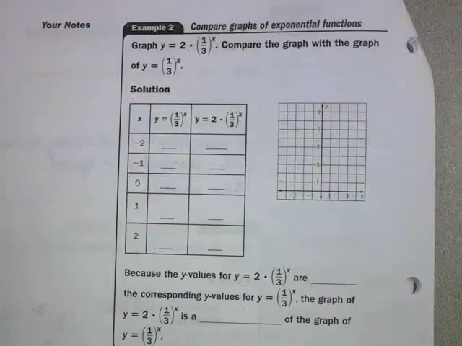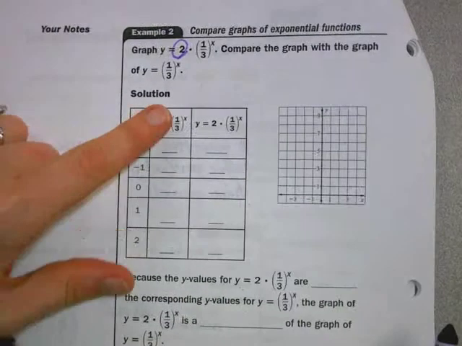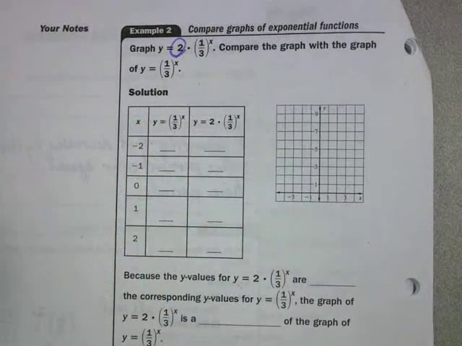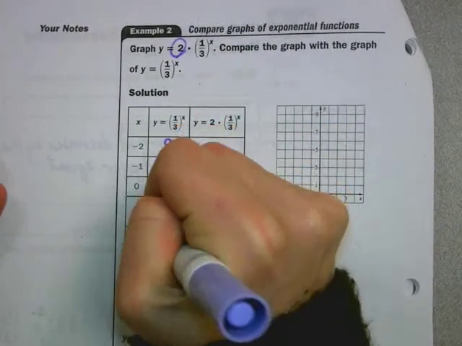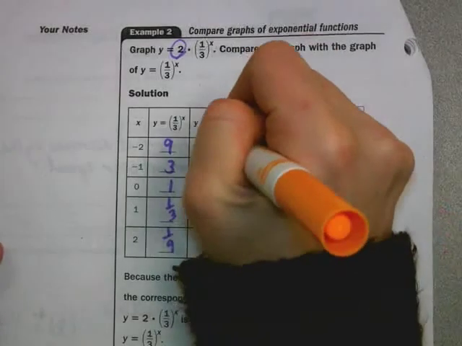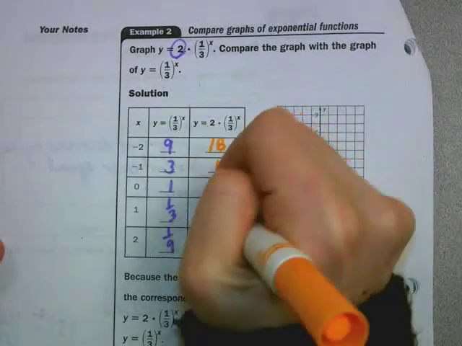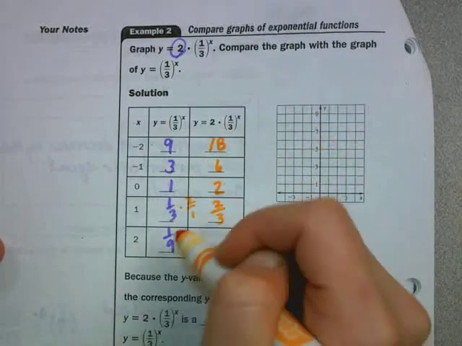Okay, example 2 is now when they plug something in for a that's other than 1. See, there's a 2 there now. So this is our table from the previous example. I'm just going to fill it in. It was 9, 3, 1, 1/3, 1/9. That's the same as the previous page. And now what we're going to do is multiply those by 2, because order of operations, exponents first, then multiply by 2. So we get 18, 6, 2, 2/3, because that's like 2 over 1, and 2/9.